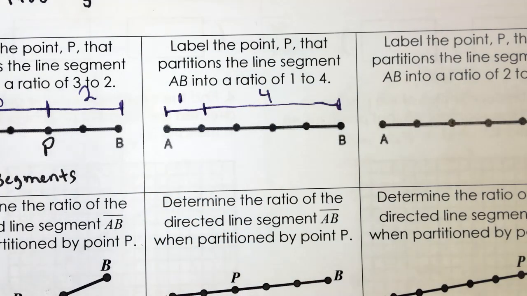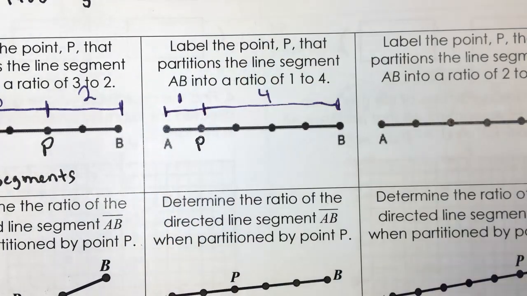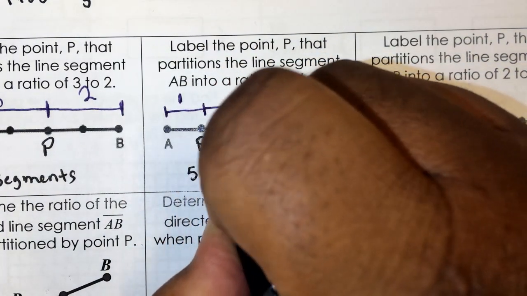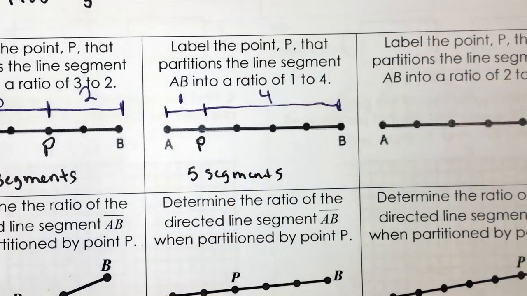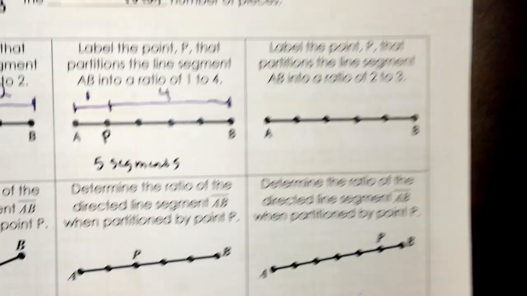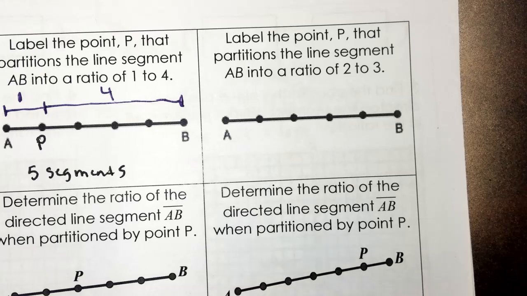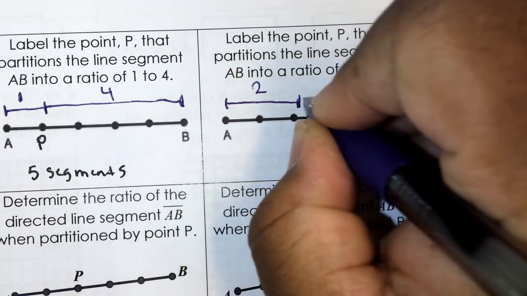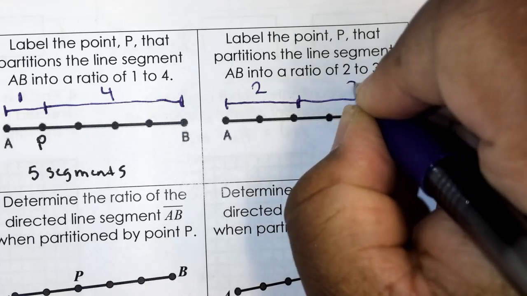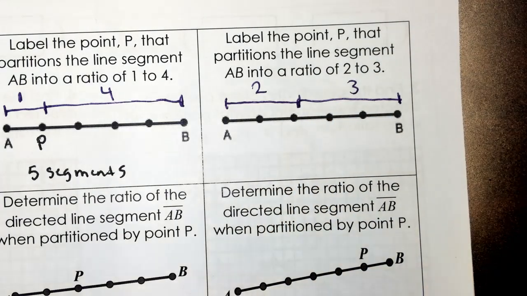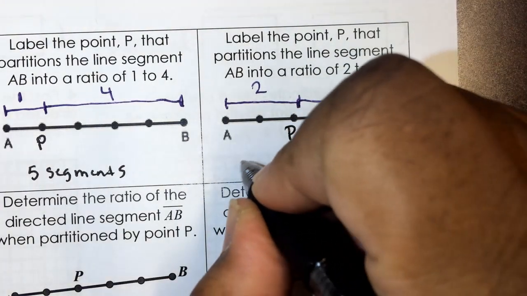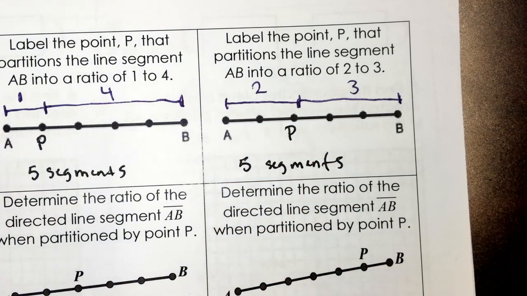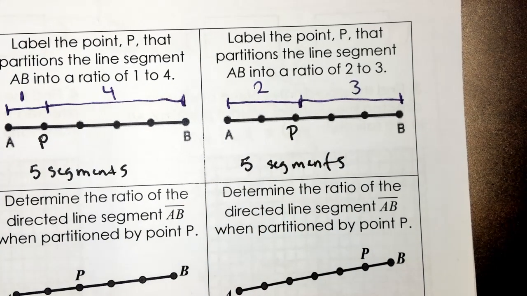My partition point is here, P. Total number of segments, 1 plus 4, still 5 segments. The next one, split is 2 to 3. Split here to here, 2. Here to here is 3. Partition point is here. 5 segments in total. Easy enough. Let's see if you picked up on anything.